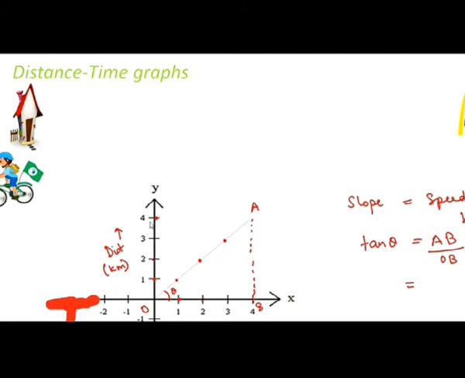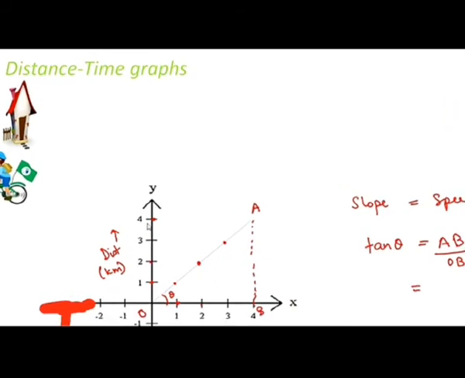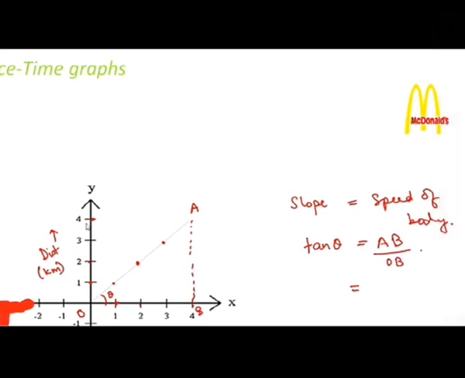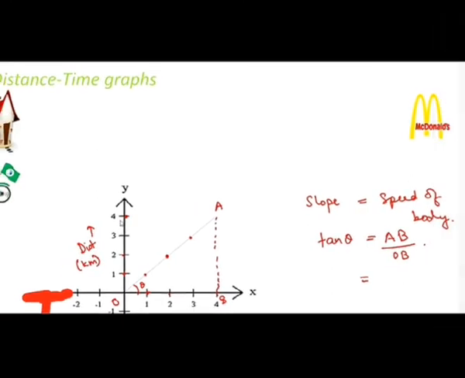That means when time is 1 second, distance covered will be 1 meter. Time is 2 seconds, distance covered will be 2 meters, another 1 meter. So this kind of line we get when equal distances are covered in equal intervals of time. So this graph tells us how much distance is covered with respect to time. So the slope of this line gives us the speed of an object.